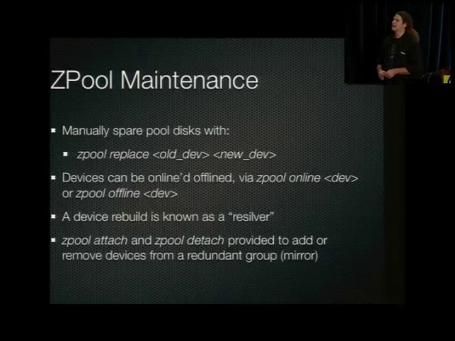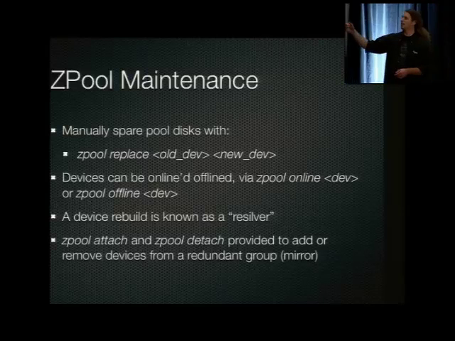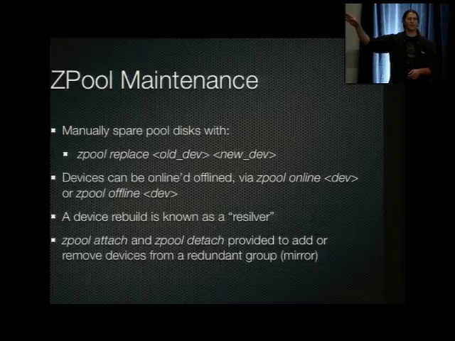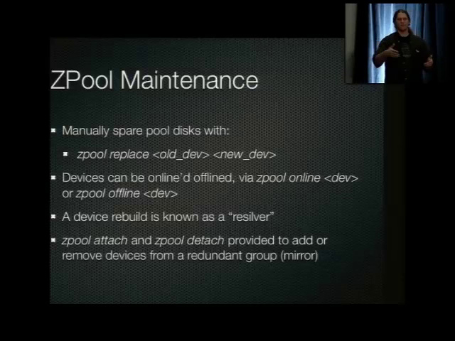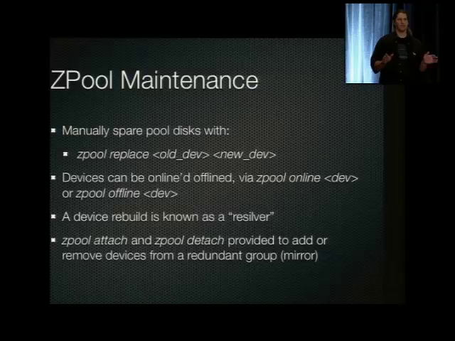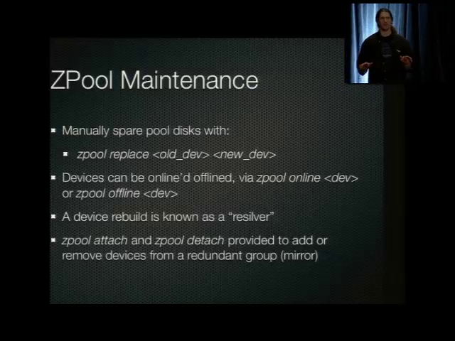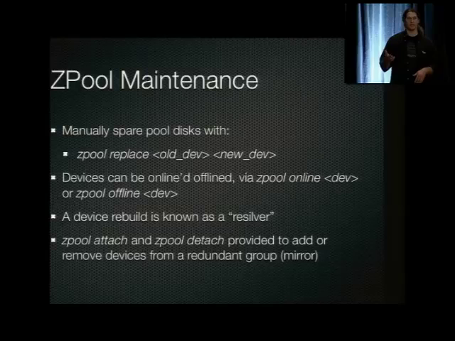Devices can be online and offline via zpool online and offline. There are a number of ways in which online and offline can be useful. If you have, say, a mirror, mirroring two different disk arrays, and you need to upgrade the firmware on one of the arrays, you're not going to take the array away, but you may need it to be left alone for a little while you do the upgrade. You can just offline the device, do what you need to, and then online the device.